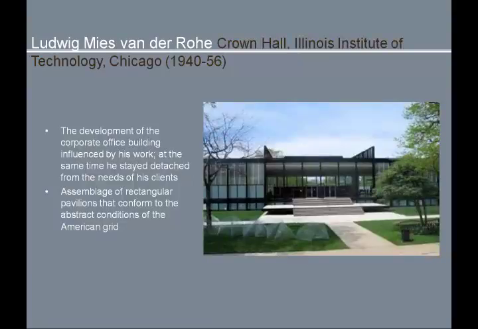A couple of other projects very quickly, just to show sort of the range of the work that Mies van der Rohe did in the United States. He developed a corporate office building typology. He was asked to design part of the landscape and master plan for the Illinois Institute of Technology, IIT, in Chicago, and he designed many of the buildings as well. This is Crown Hall.